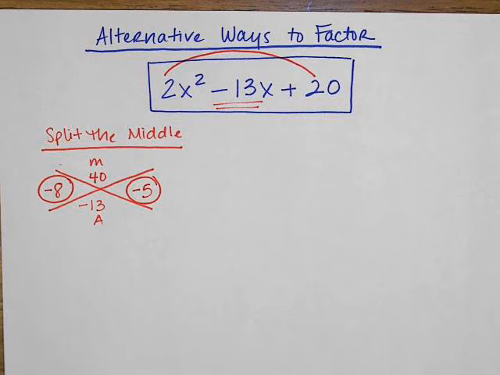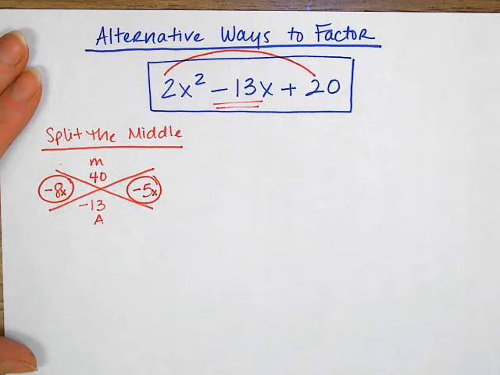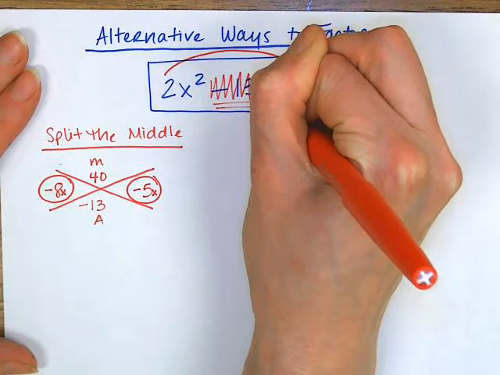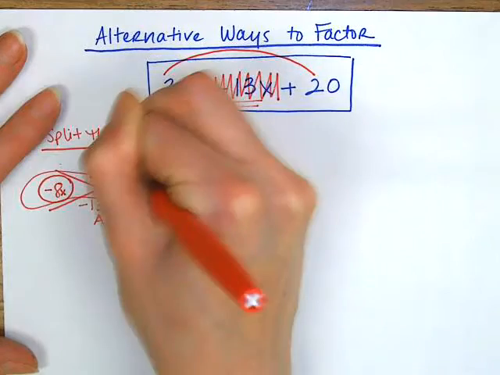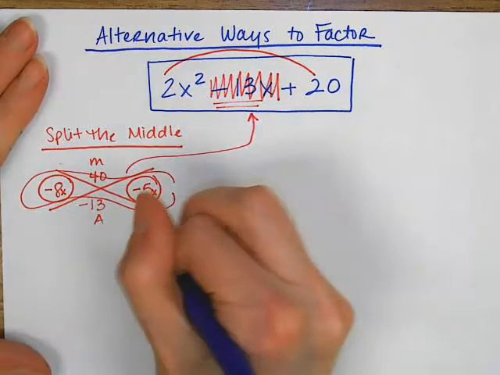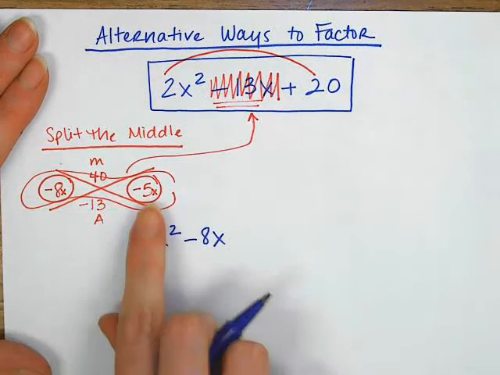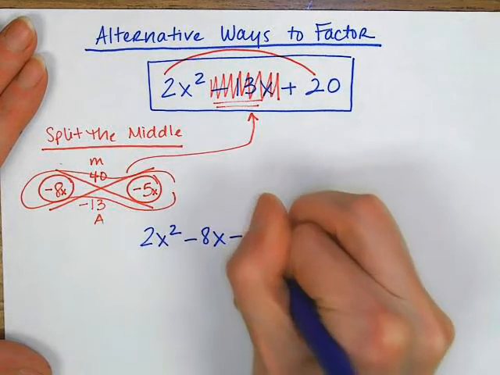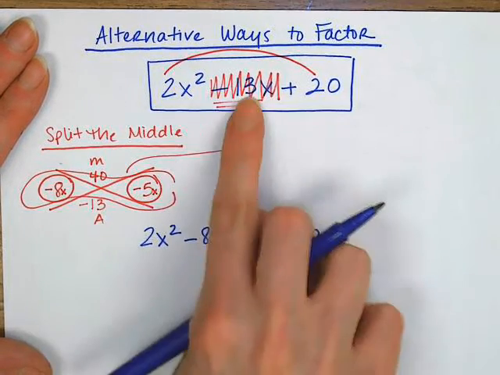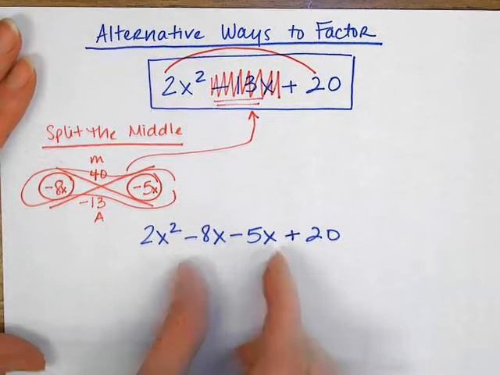Okay, so what we're going to do, again, same as before, you're going to give them both an x. Then you're going to take the middle term out and put these in its place. So now we're going to rewrite it. It's going to be 2x squared minus 8x minus 5x plus 20. So you're rewriting it, but you're taking the middle term out and splitting it. This is why it's called split the middle.